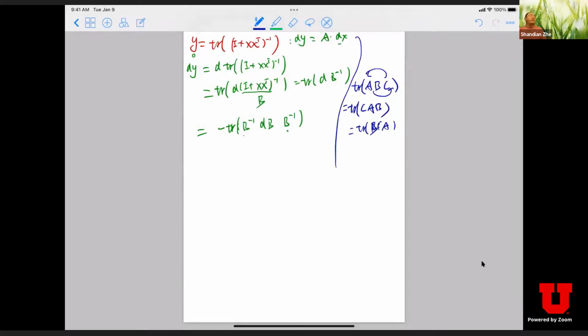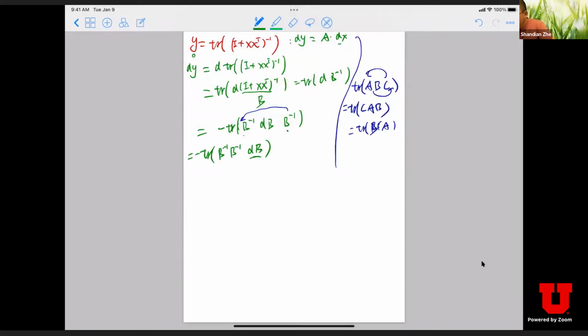So now we apply this rule in the trace operation. We move this B inverse to the leftmost inside the trace, so that the derivative of B will be on the rightmost, which makes me feel much more comfortable. This will give me minus trace of B inverse B inverse dB.